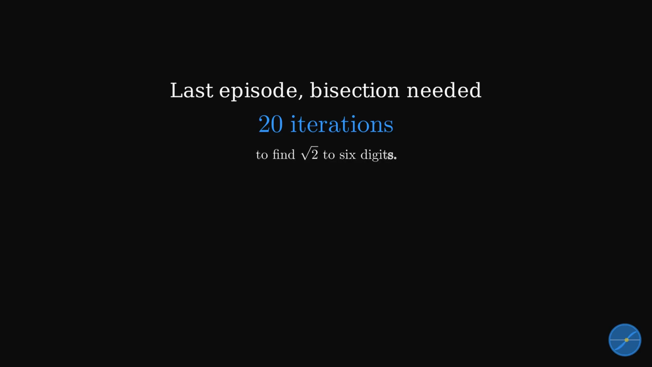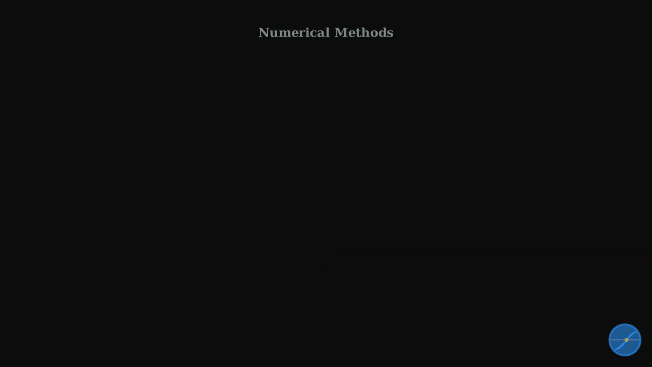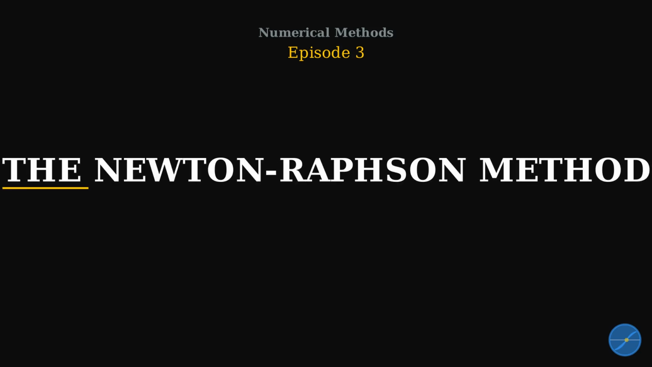In episode 1, bisection needed about 20 iterations to pin that root. Newton-Raphson does the same job in 4. How? That's what this episode is about. Welcome back to Numerical Methods, episode 3, the Newton-Raphson method.